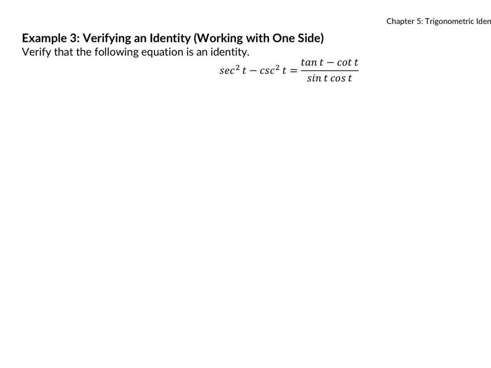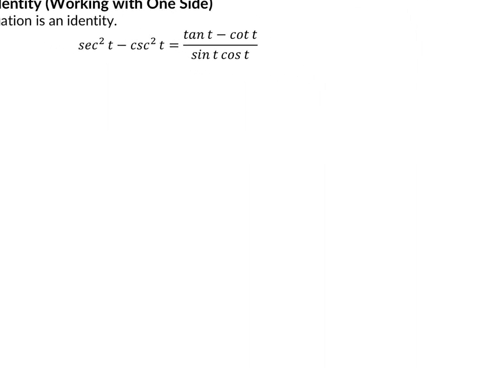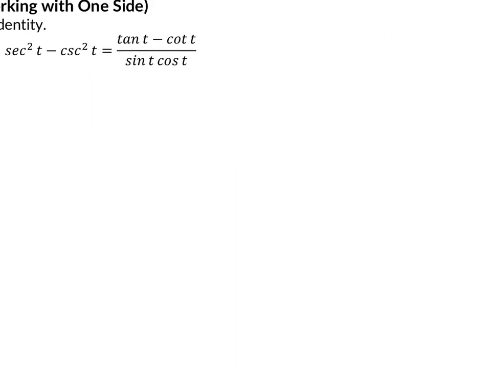All right, for this one, we have secant squared of t minus cosecant squared of t equal to tangent of t minus cotangent of t over sine t cosine t. I think that, again, the right side of this one looks more complicated to me, so let's start working with that one and seeing what we can do to get it to look like the left-hand side.